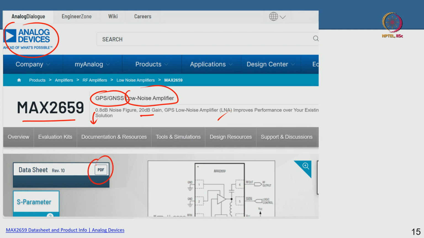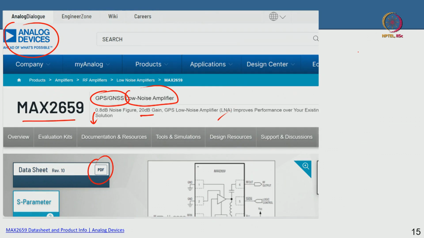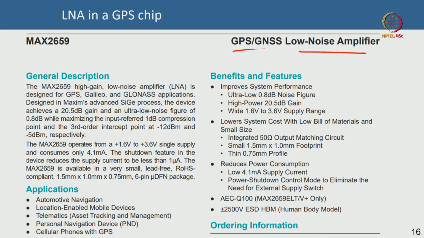This is the data sheet. You click on this PDF data sheet, you are going to get a data sheet like this. This is the data sheet of the GPS low noise amplifier that is sold by Analog Devices, this company, and they will tell you what this device is. You see, this is in GPS Galileo GLONASS system, Maxwell's advanced silicon germanium process. So, this LNA is based on a silicon germanium device technology.